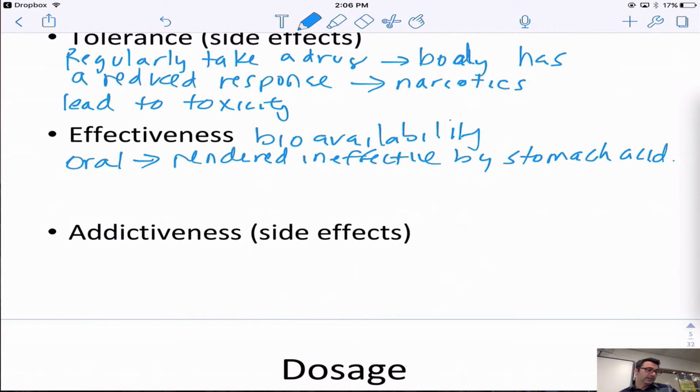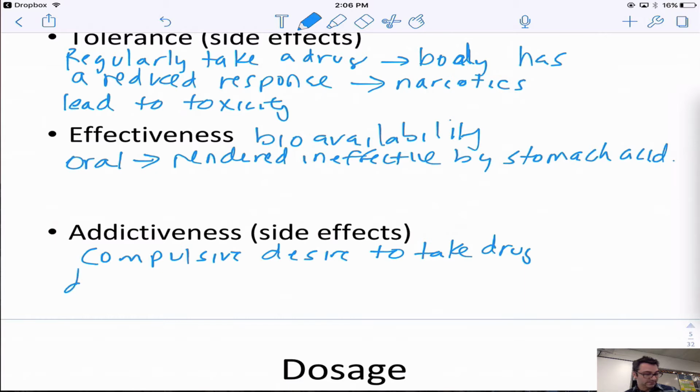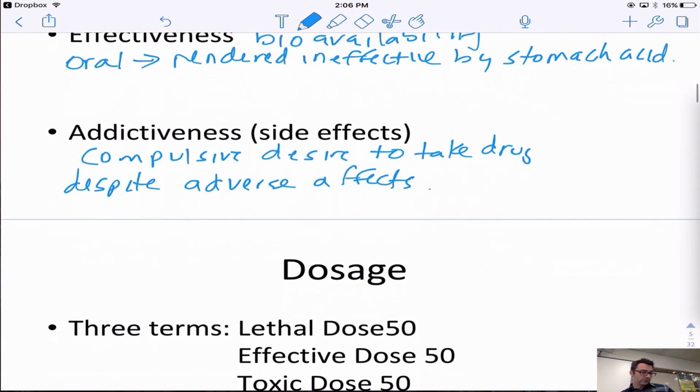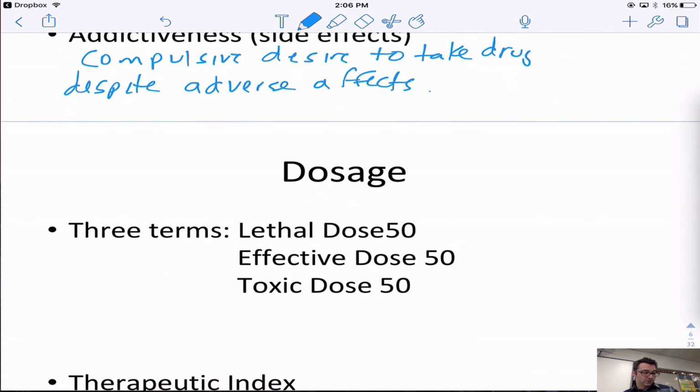Addictiveness is defined as a compulsive desire to take a drug despite adverse effects. So when somebody's addicted to a drug, for whatever reason, they'll still take it even though it's dangerous for them. When we do dosages, the three terms you need to know are lethal dose 50, effective dose 50, and toxic dose 50.